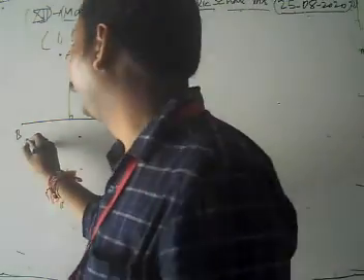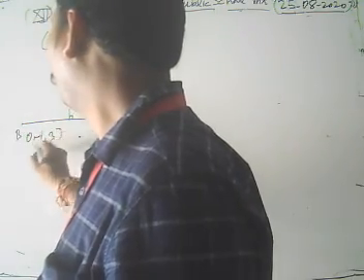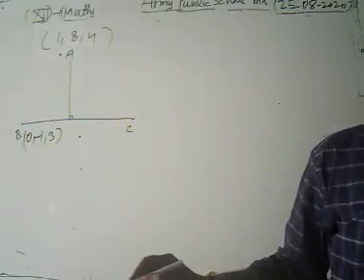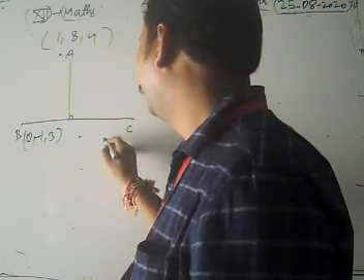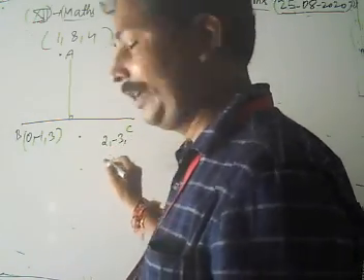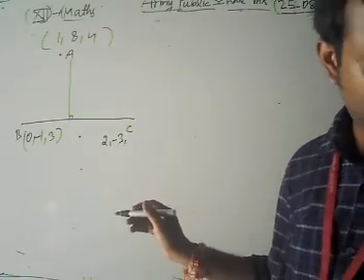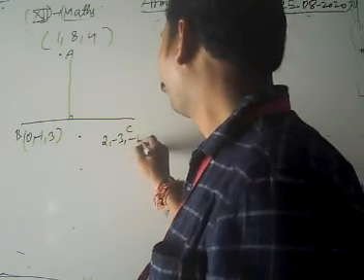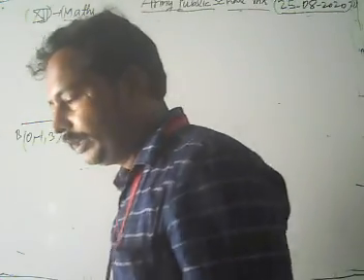0, minus 1, 3, and 2, minus 3, 2, minus 3, and minus 1.